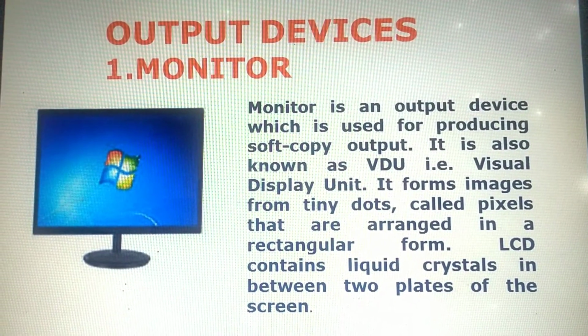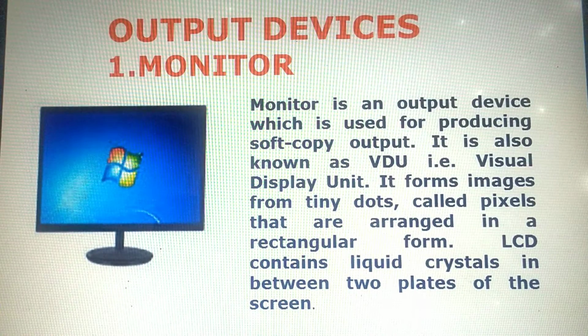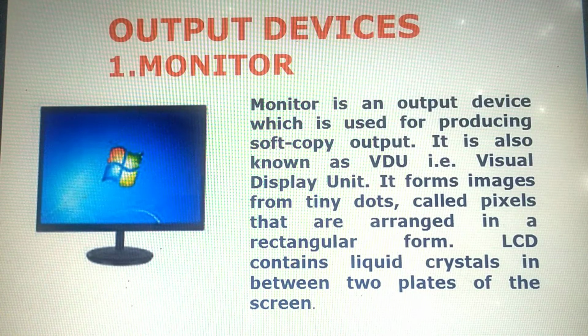Output devices. First one, monitor. Monitor is an output device which is used for producing soft copy output. It is also known as VDU, Visual Display Unit. It forms images from tiny dots called pixels that are arranged in a rectangular form.